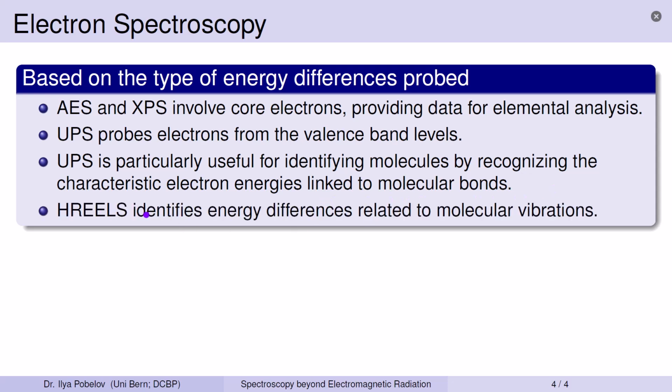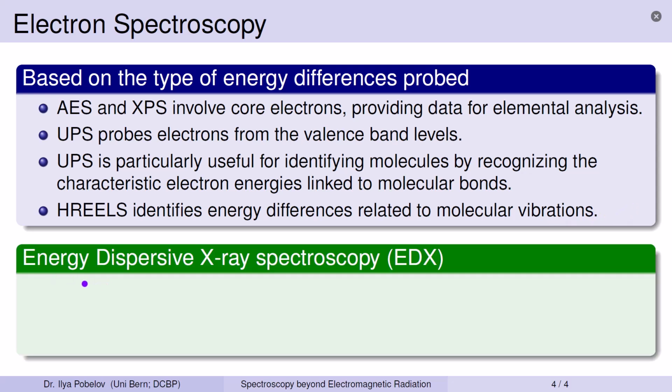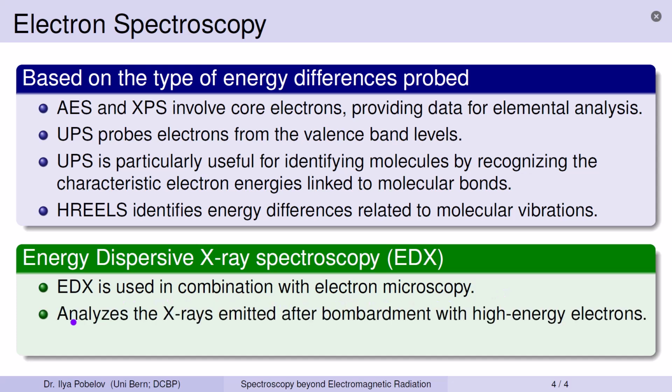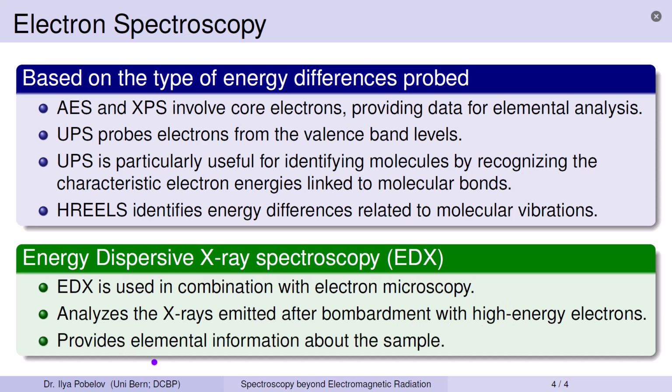High-resolution electron energy loss spectroscopy identifies energy differences related to molecular vibrations. A related technique worth mentioning is energy dispersive X-ray (EDX). This method is used in combination with electron microscopy and analyzes the X-rays emitted by a sample after being bombarded with high-energy electrons. It provides elemental information about the sample.